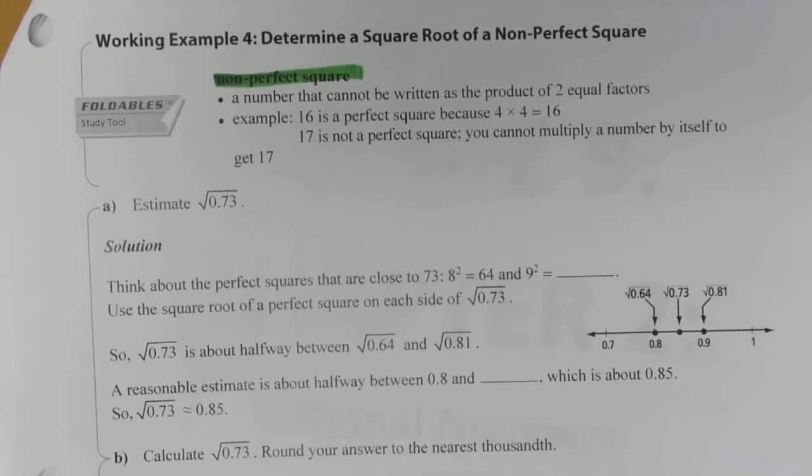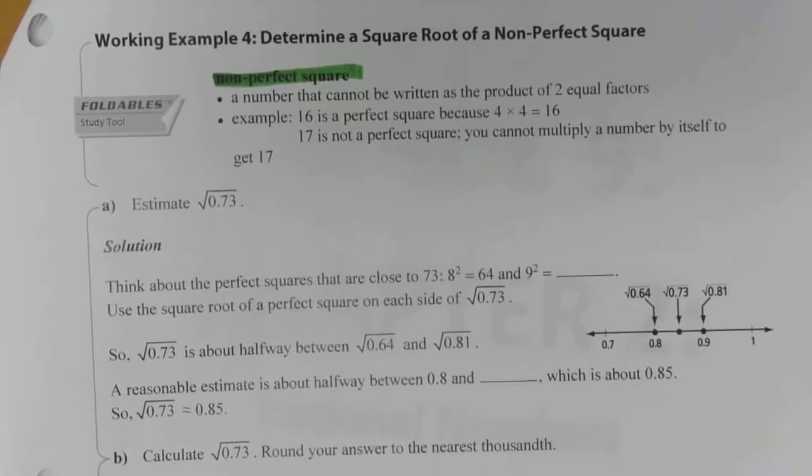Back to the concept of benchmarks, 4 times 4 is 16. The next possible factor above 4 is a 5. 5 times 5 is 25. So that's a big leap going from 16 to 25. It's not 17. So 17 is not a perfect square. So it's a non-perfect square. But we can still estimate. And again, we're going to use benchmarks.